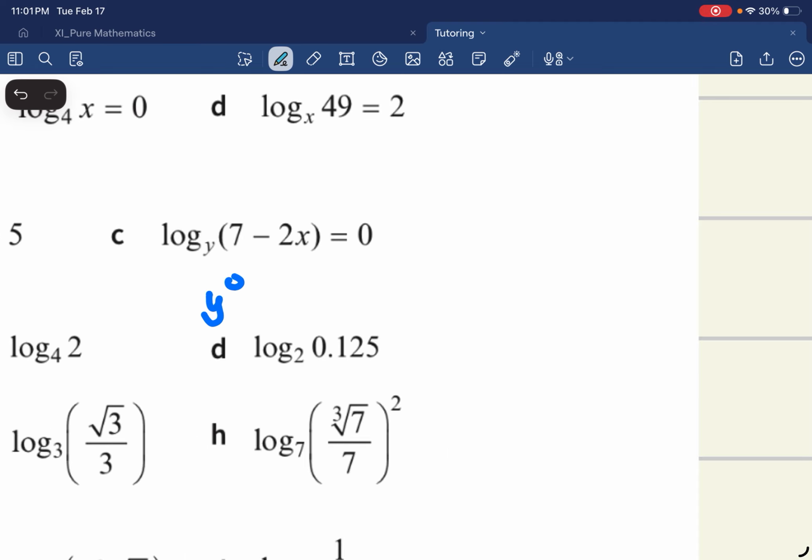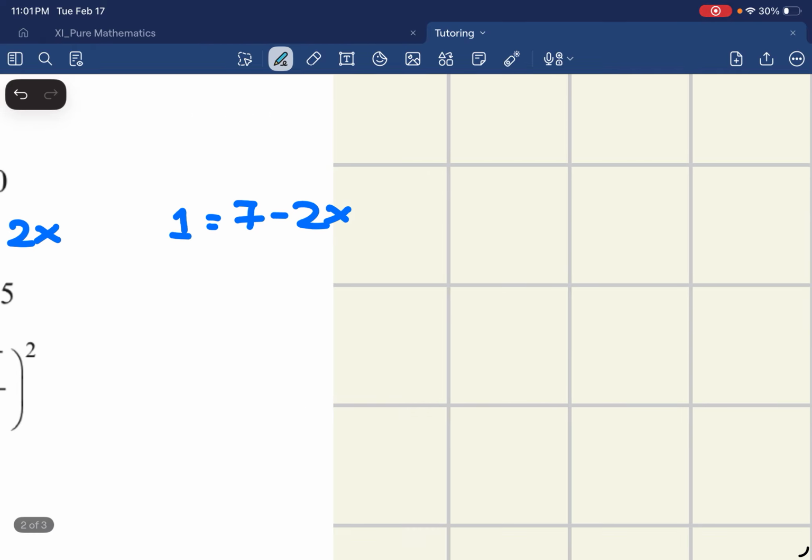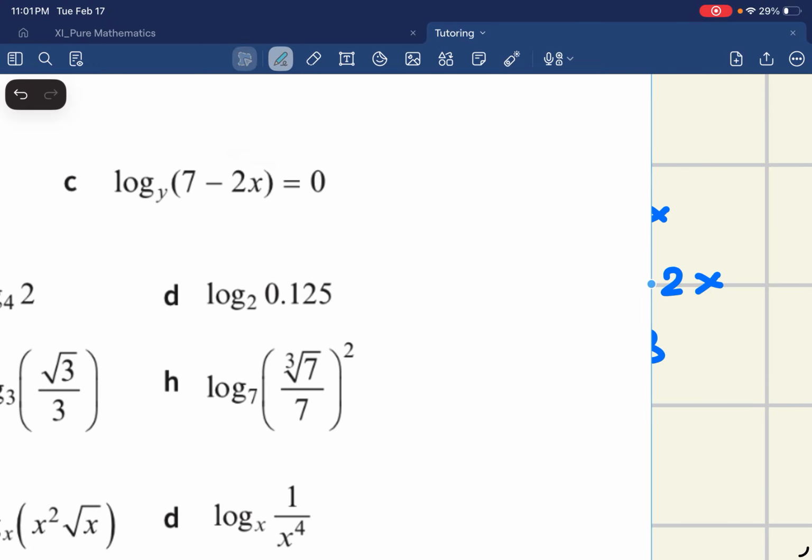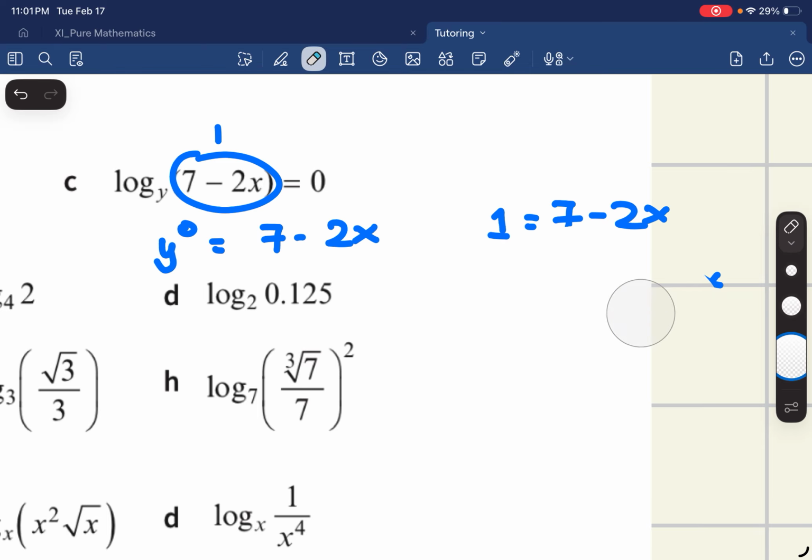Yes, y to the power 0 must be 7 minus 2x. So 1 is equal to 7 minus 2x. Minus 6 is equal to negative 2x. And you simplify, you get x is equal to 3. And you can always substitute back. Y to the power 0, this must be 1. And when you substitute back 3, you actually see that that is indeed your answer.